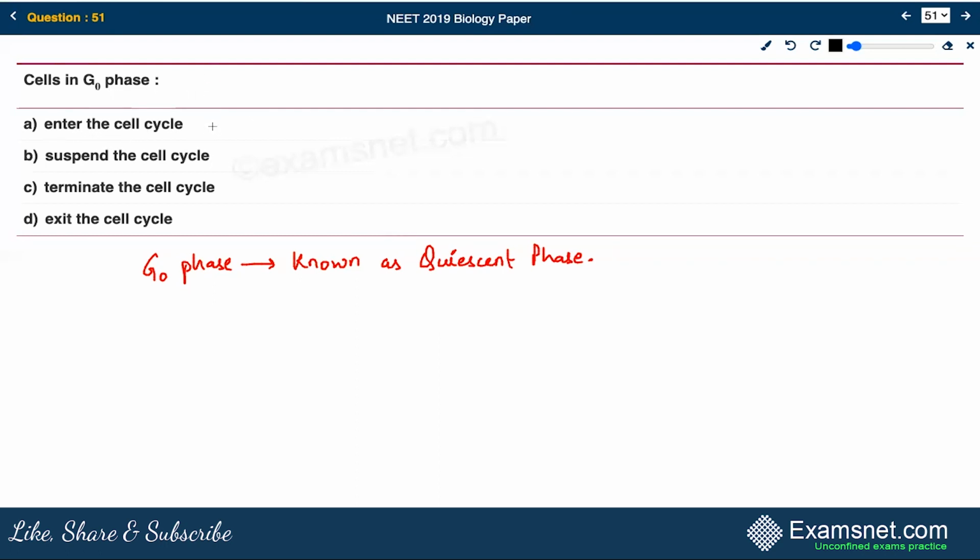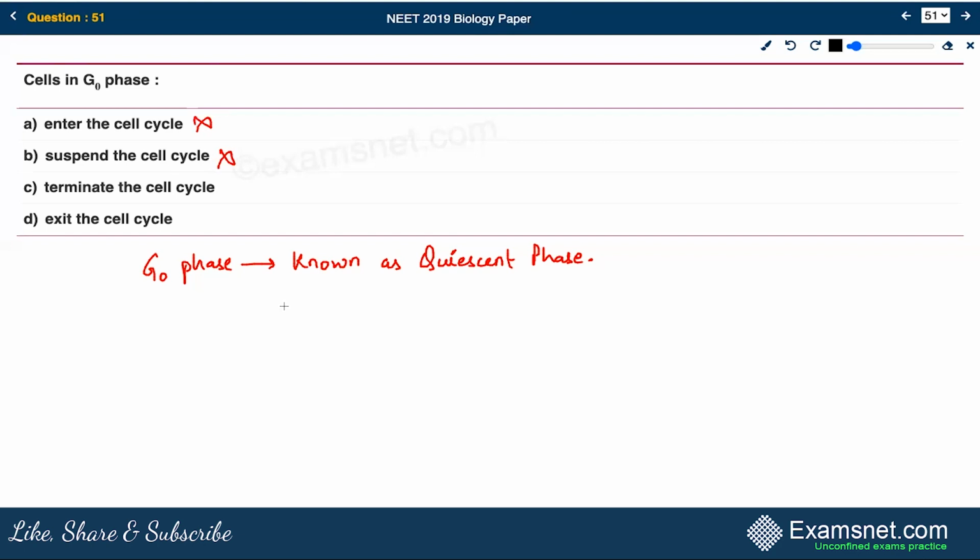So if you look into the options that have been given, do cells in G0 phase enter the cell cycle? No. Whatever cells belong to the G0 phase never enter into the cell cycle, because if they entered it, they would have to exit from it, and they won't be able to exit from the process of cell division. So they suspend from the cell cycle, again this won't be an option.